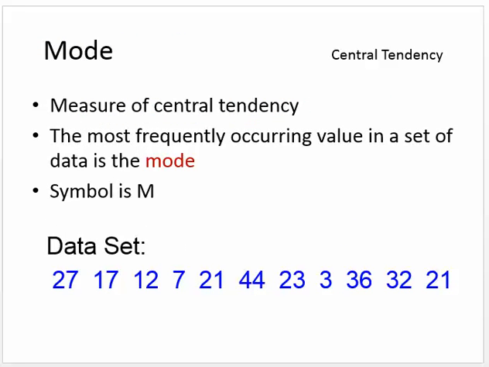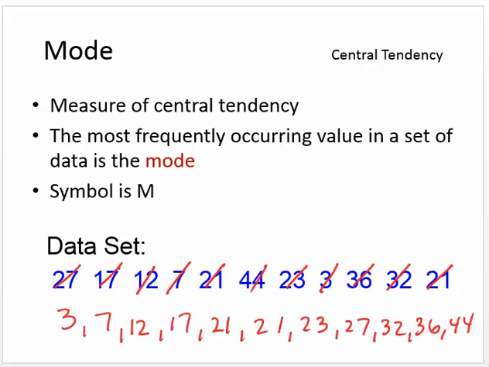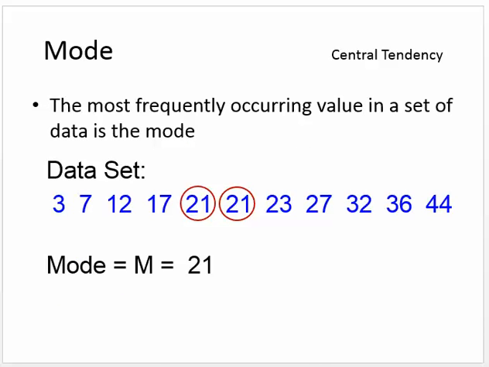Mode. Mode is the one that happens the most often. Typically, what we'll do here is put these in order, from least to greatest, or you could do it from greatest to least. Now that we've got them in order from least to greatest, it's pretty easy to see that the one that occurs the most often is 21. So the mode is the one that occurs the most.